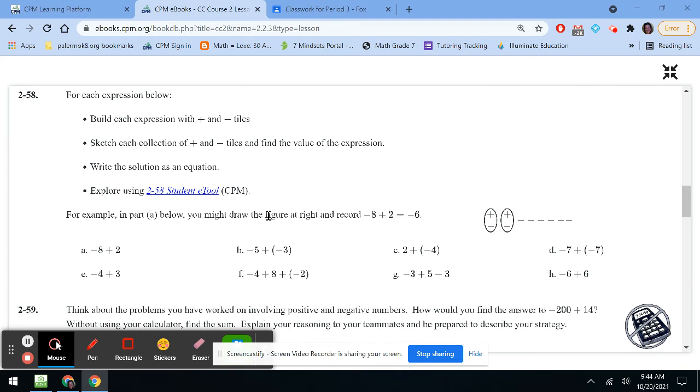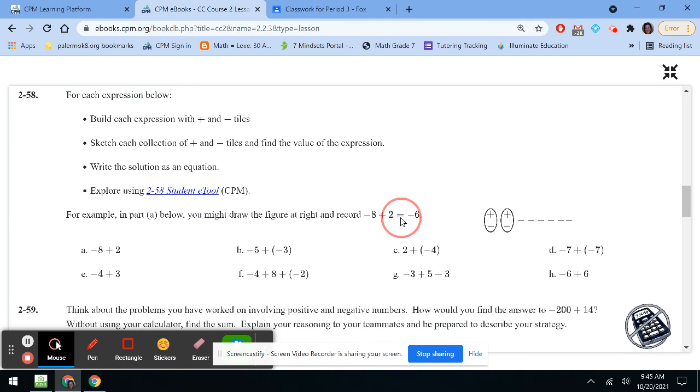So they give you an example right here. So we have the opposite of 8. So I have 1, 2, 3, 4, 5, 6, 7, 8. Plus 2, there's my two positives right there. And then once I have that drawn, I can make my 0 pairs, because a positive 1 and a negative 1 is 0. And then whatever is left is going to be my value, my expression.